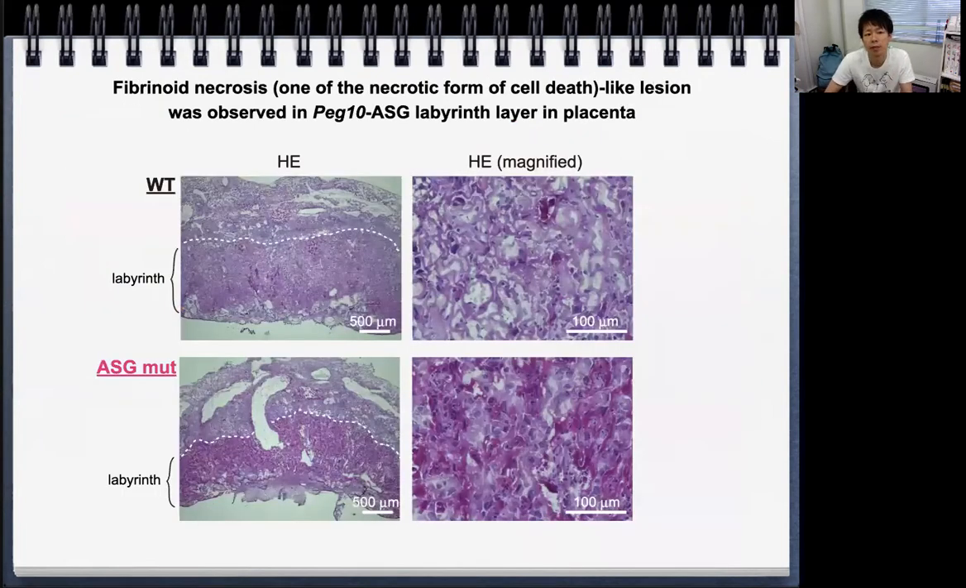We also assessed placental morphology by HE staining and found that the labyrinth layer in the dead mutant is deeply stained bright pink by eosin. And the bright pink area contained considerable endothelial cell nuclear debris. This characteristic staining pattern is typically seen in one of the necrotic forms of cell death, fibrinoid necrosis.